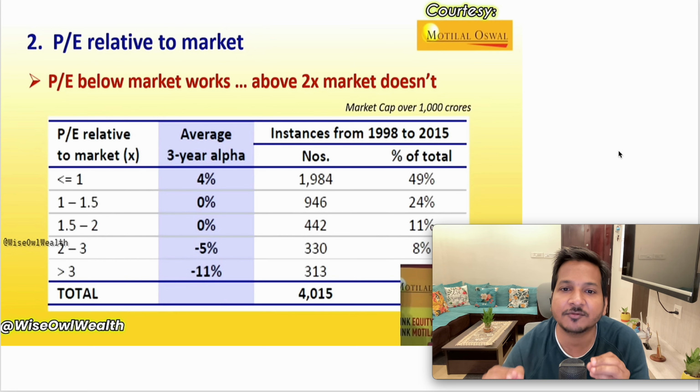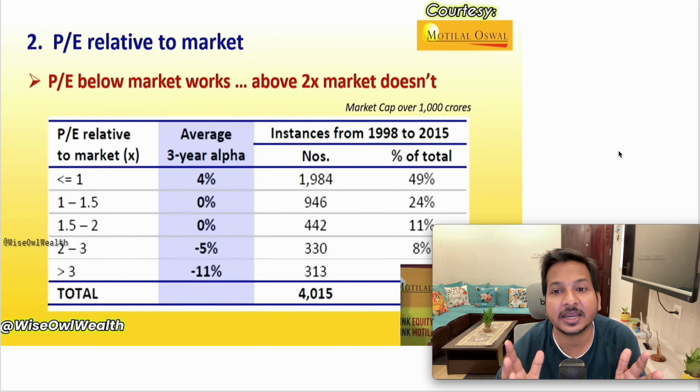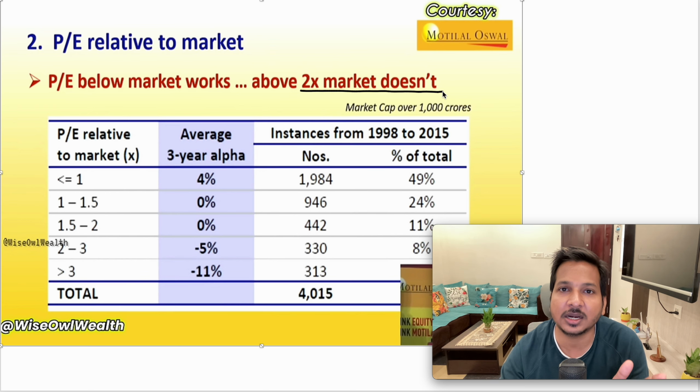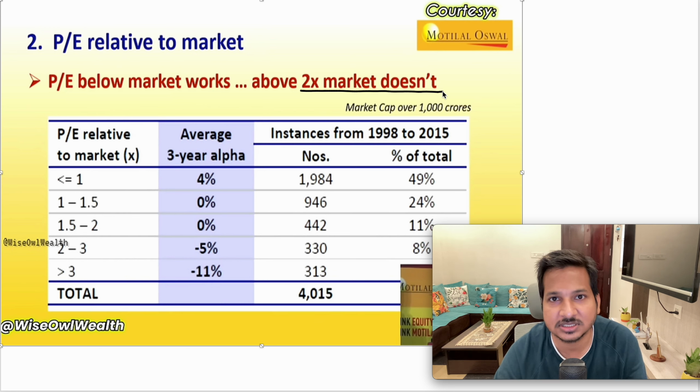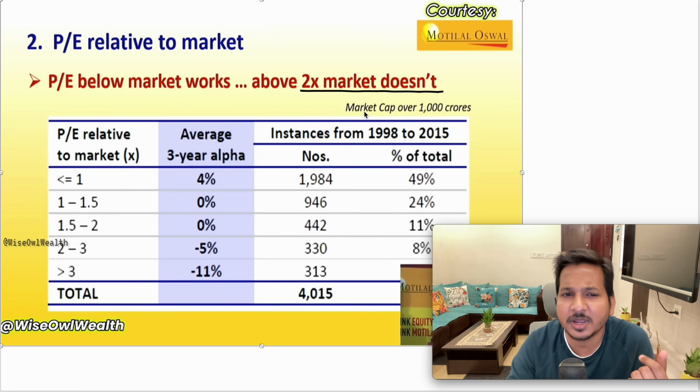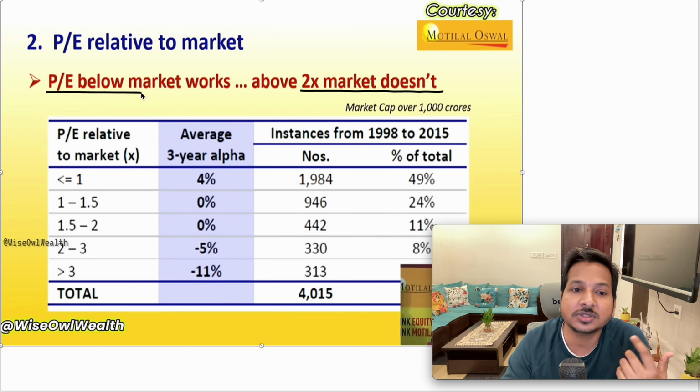PE below market works, and above 2x market doesn't. Suppose you are paying 44 PE for some stock, whereas Nifty PE is 22, then it is going to be a blunder. Maybe you will not get much returns. So that you should avoid. You should have patience to wait for a market correction for the same company. It will be available. So PE ratio you should see below market PE. If it is lesser than 1, you will get 4% alpha. That has been seen in the past.